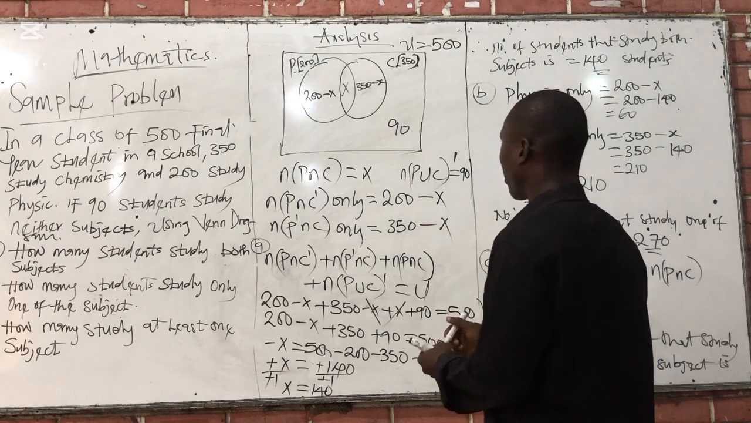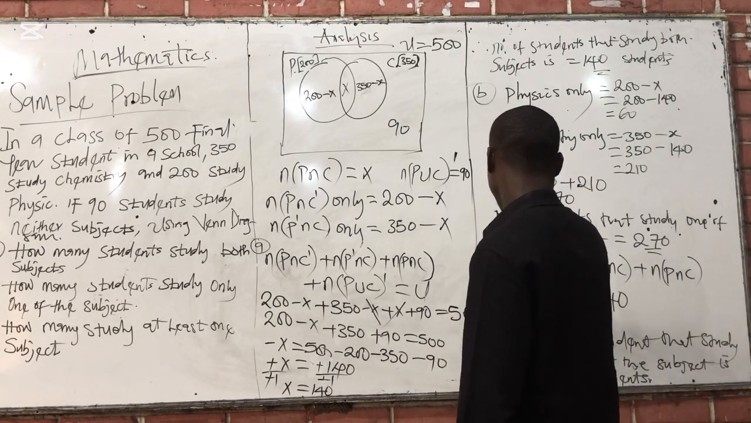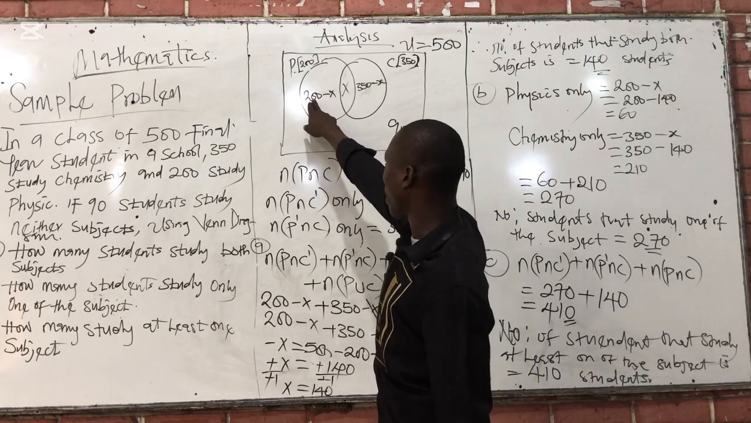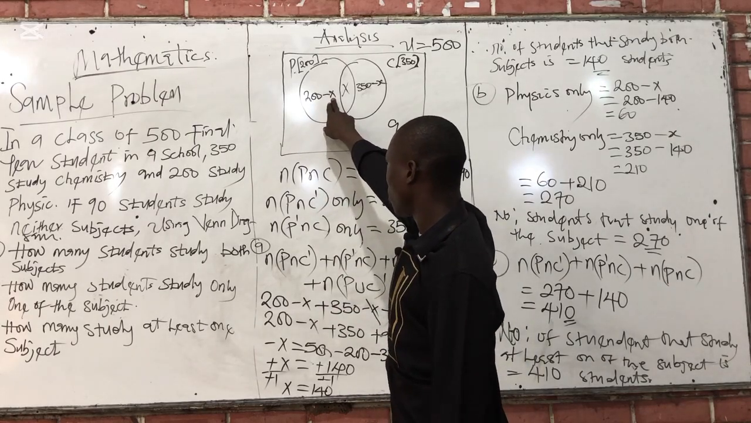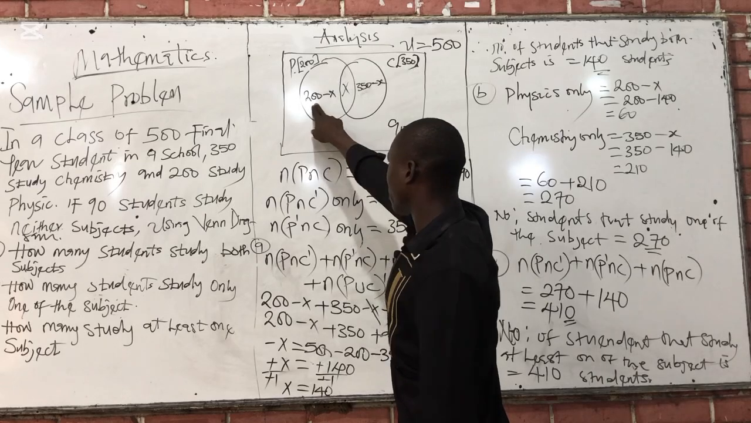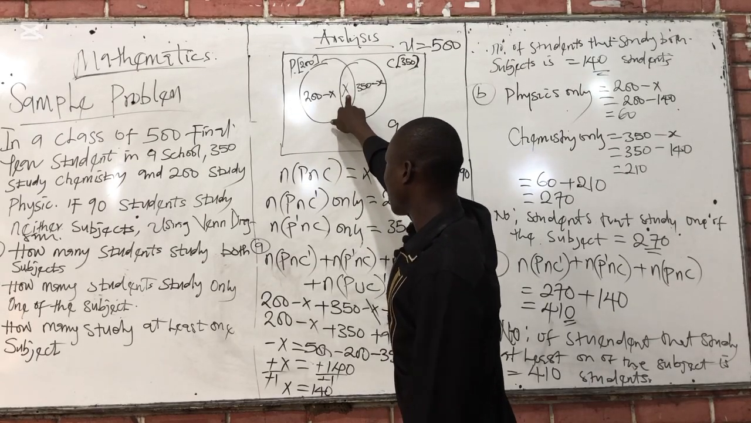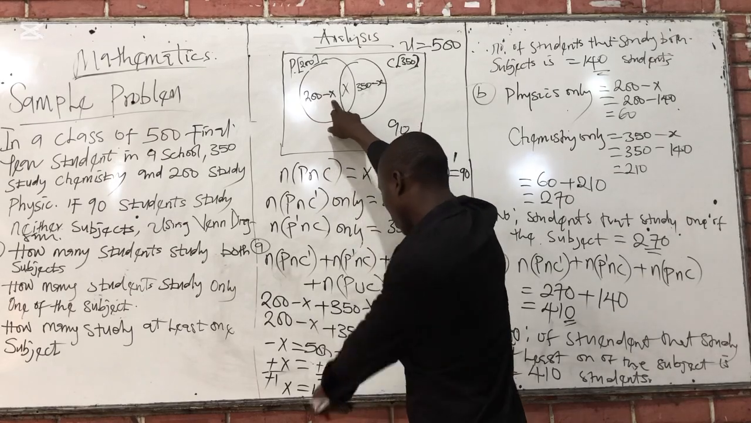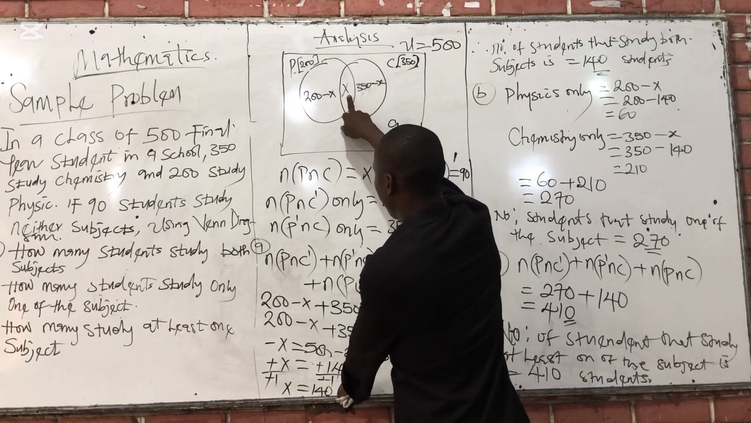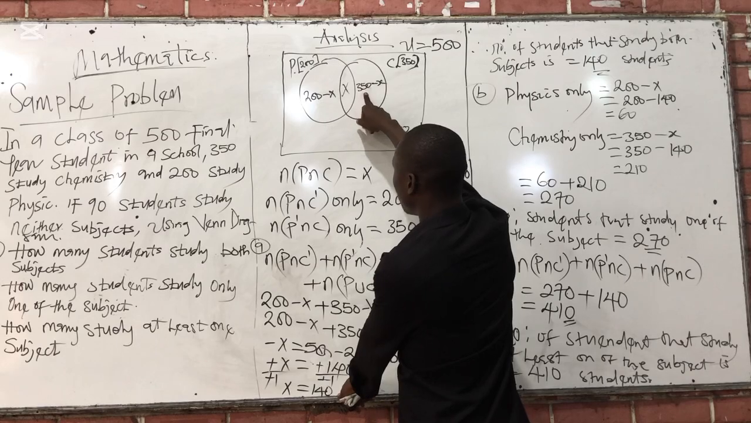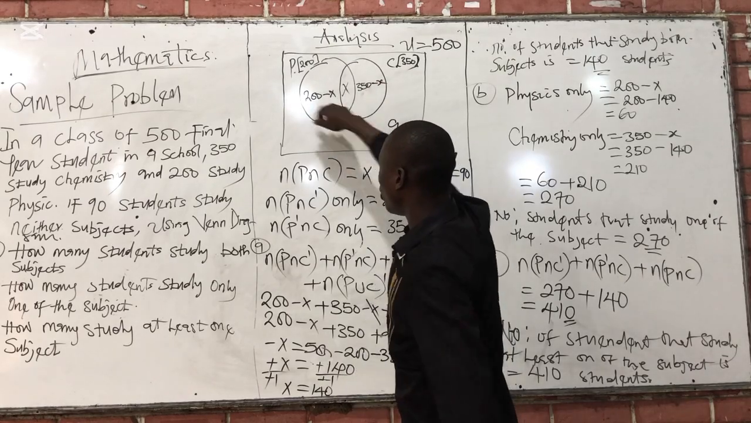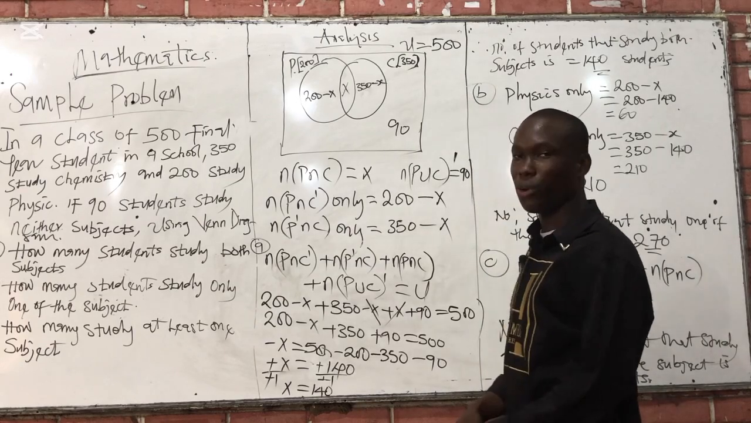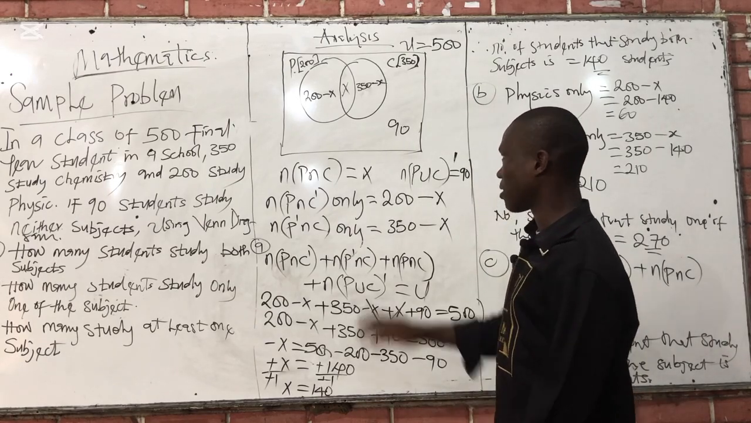So now to know if you are correct, you have to put all these numbers that you have gotten. Now we know the value of x, so add x to this place. It will be 200 minus 140 plus 140 plus 350 minus 140. It should give you the universal set. It should give you the universal set to know if you are correct, as your final answer.